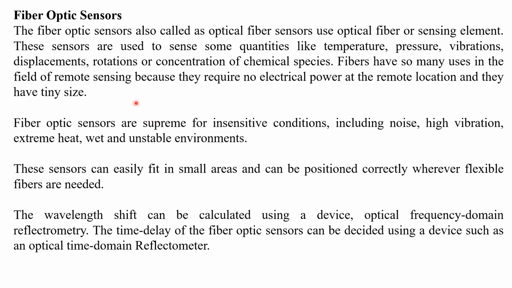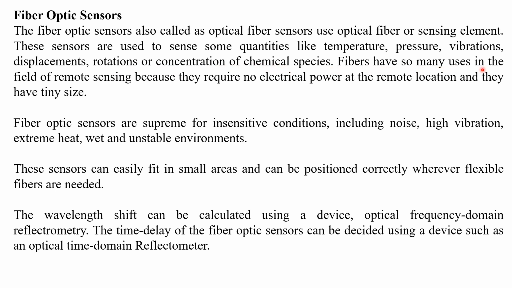Now, what is a fiber optic sensor? It is basically a transducer. It is used to convert one form of energy into another. They are also called optical fiber sensors. They use optical fiber as the sensing element. So mainly in this sensor, optical fiber is being used. These sensors are used to sense quantities like temperature variations, pressure, vibrations, displacement of the object, rotations or concentration of chemical species, etc.